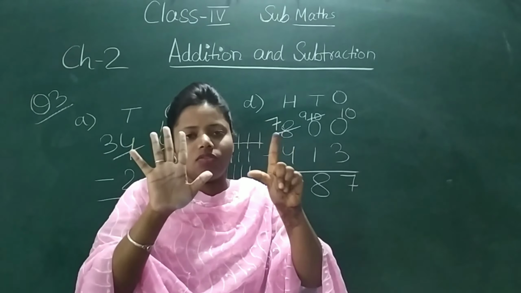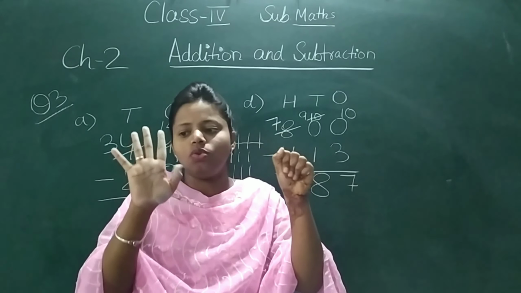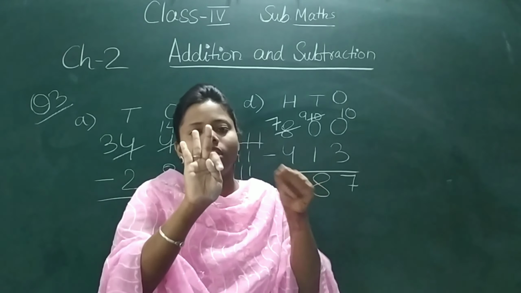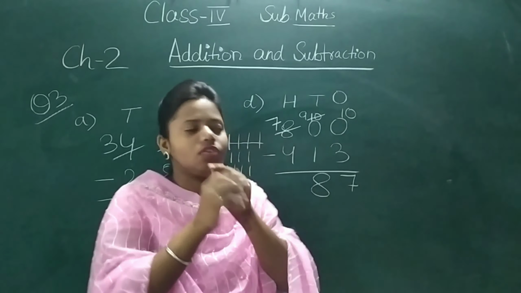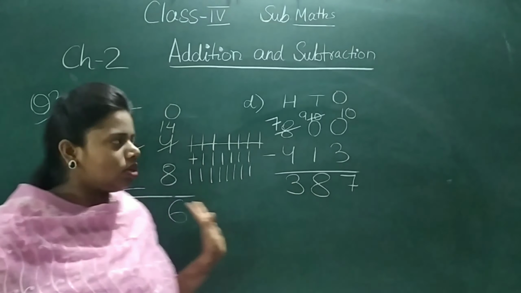I'm showing you my 7 fingers. Okay. From 7 I'm going to subtract 4. 1, 2, 3, 4. So how much is left? 1, 2, 3. How much is left? 3. So 7 minus 4 is 3. Okay. So this was about the subtraction.